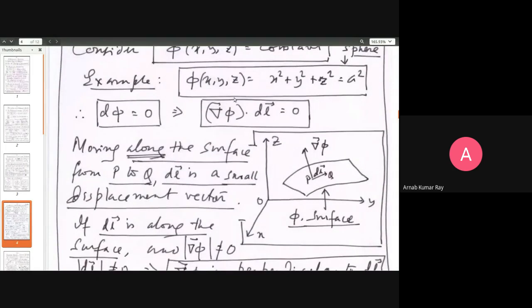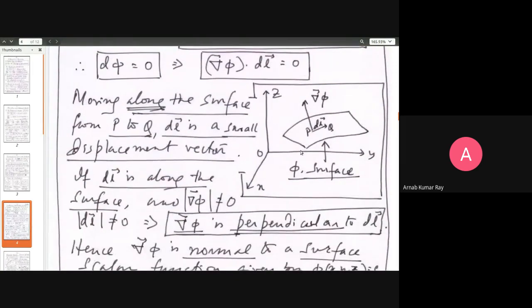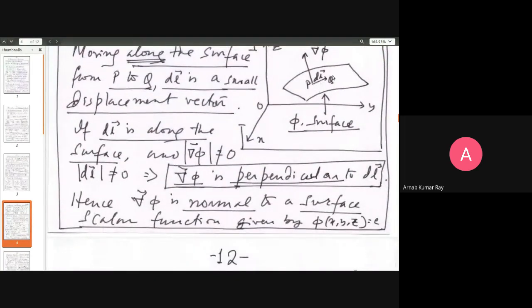But the fact that the surface is a constant surface means d phi is equal to 0. So the dot product of these two things will be equal to 0. But individually, their magnitudes are not 0. Then it just means only one thing. If dl is along the surface, tangential to the surface, del phi must be perpendicular to dl. And what is perpendicular to a tangent? Normal. Del phi is normal to a surface given by the scalar function phi(x, y, z) equal to a constant quantity c.